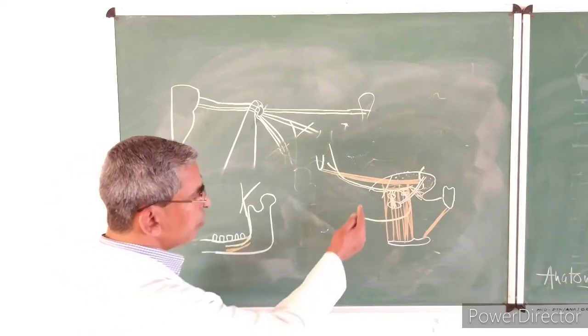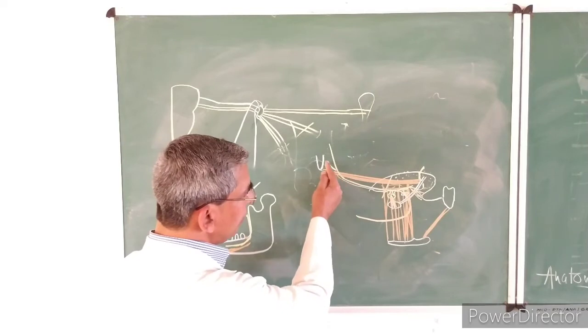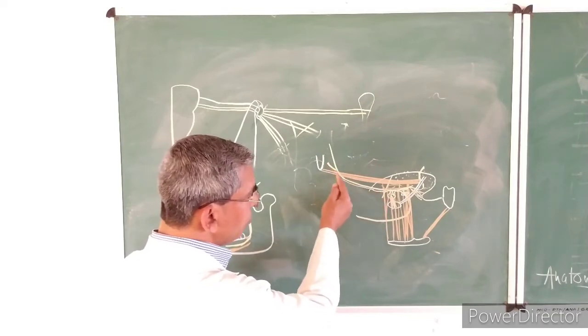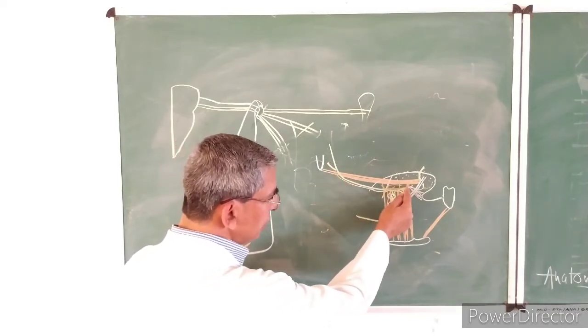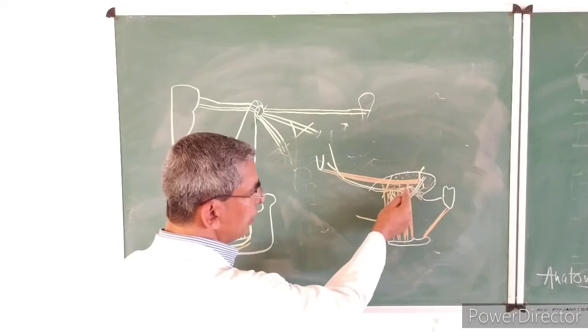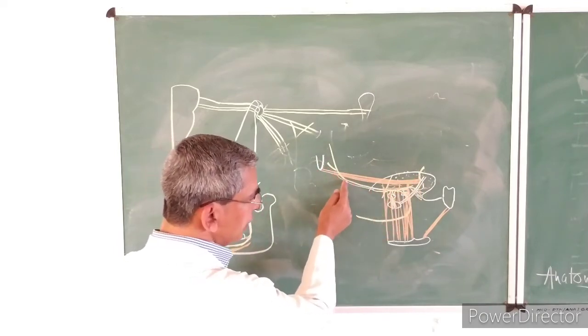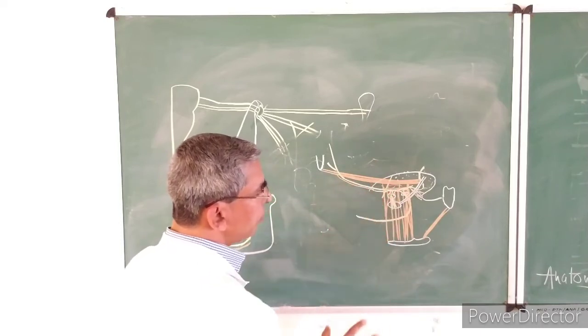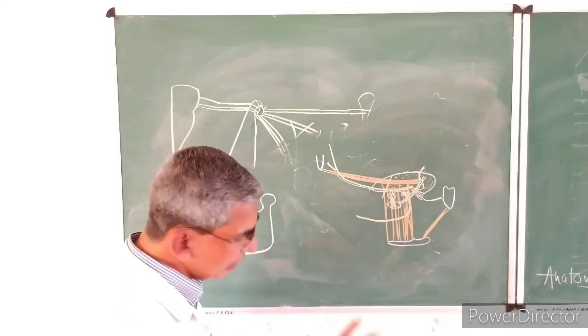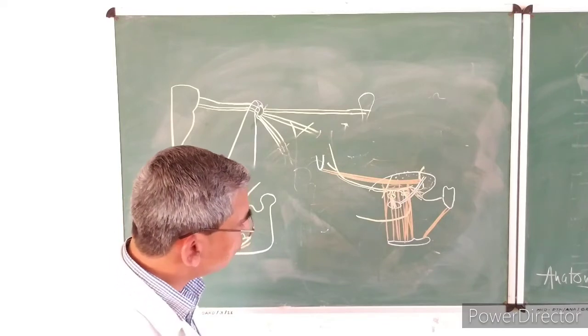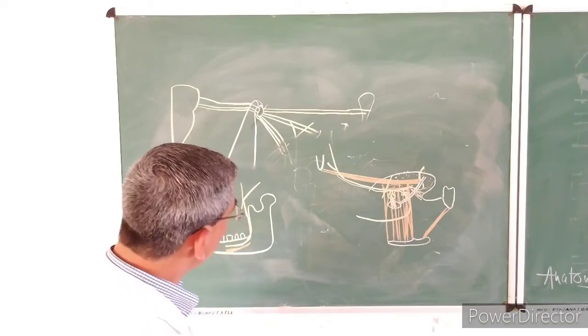And also, as I told you, it communicates with the chorda tympani nerve. The chorda tympani nerve carries the taste sensations of the anterior two-thirds of the tongue, and also the secretomotor fibers towards the submandibular ganglion, the sublingual gland and the submandibular gland. So this is the lingual nerve.